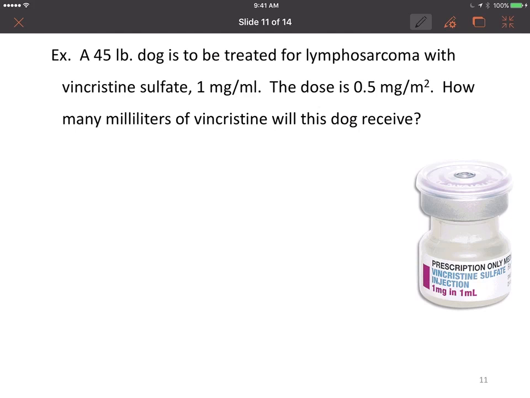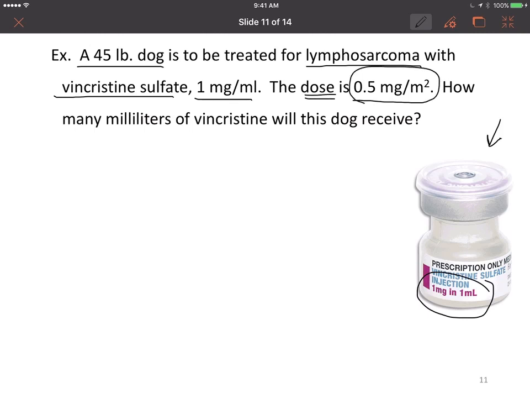Let's try this example here. We have our patient, a 45-pound dog that's going to be treated for lymphosarcoma, which is a type of cancer, with a drug called vincristine sulfate down here, which is a chemotherapy drug. And they give you the concentration, 1 mg per mil, which you can also find on the label. The dose or the dosage rate of this drug is 0.5 mg per meter squared.